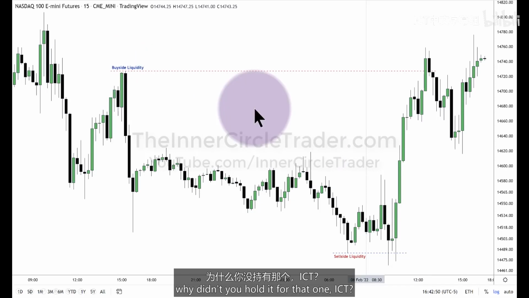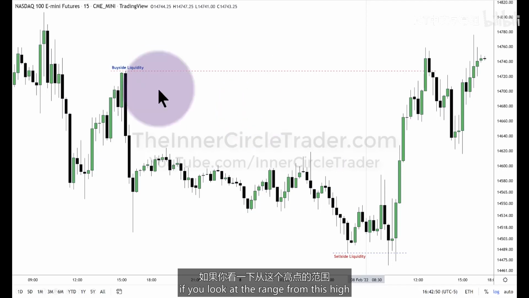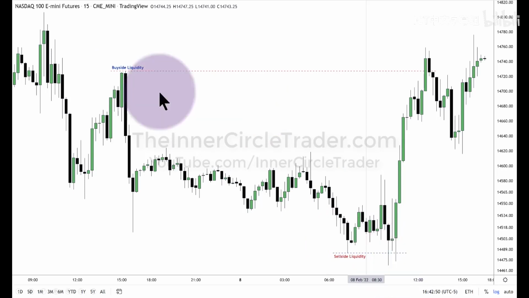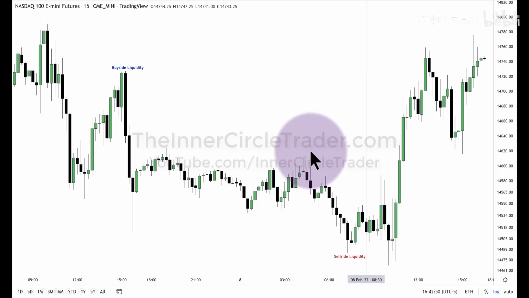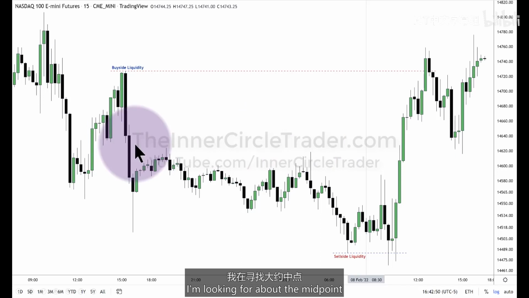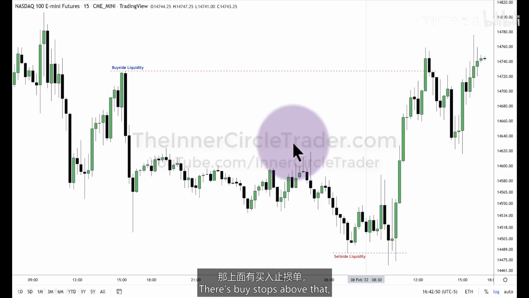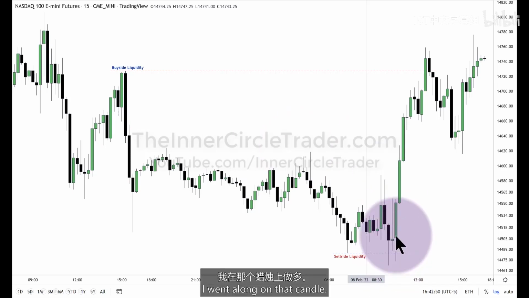Now, the question is going to be, why didn't you hold it for that one, ICT? Well, if you look at the range from this high down to the low over here, about midpoint is just above this high, right? And we have this little imbalance right there. So what am I teaching you in this mentorship? I'm looking for about the midpoint and some kind of a liquidity. There's buy stops above that, okay? So we traded below. I went long on that candle. I'll show you in a live account. Trust me. Just hear me out.